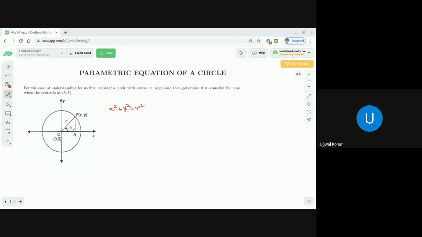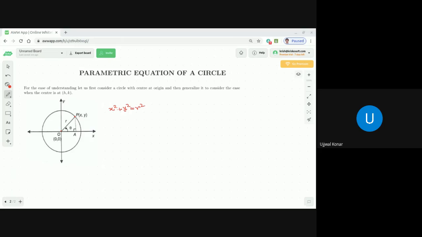So I repeat the statement, dear students. Take any point P on the circle and draw a line joining OP to the center such that it makes an angle theta with the positive direction of x-axis, as you see in the adjoining diagram. So our target in the parametric form is to express x and y in terms of r and theta. Now there is a small construction: we draw a perpendicular from P on the x-axis and let A be the foot of the perpendicular, as you see, dear students.